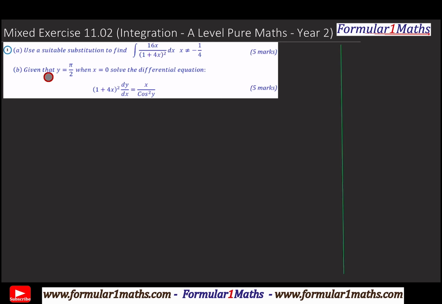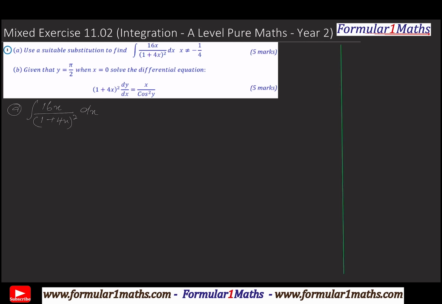B. Given that y is equal to pi over 2 when x equals 0, solve the differential equation (1 plus 4x) all squared dy/dx is equal to x over cos squared y. So for A, I need to integrate 16x over (1 plus 4x) all squared dx.